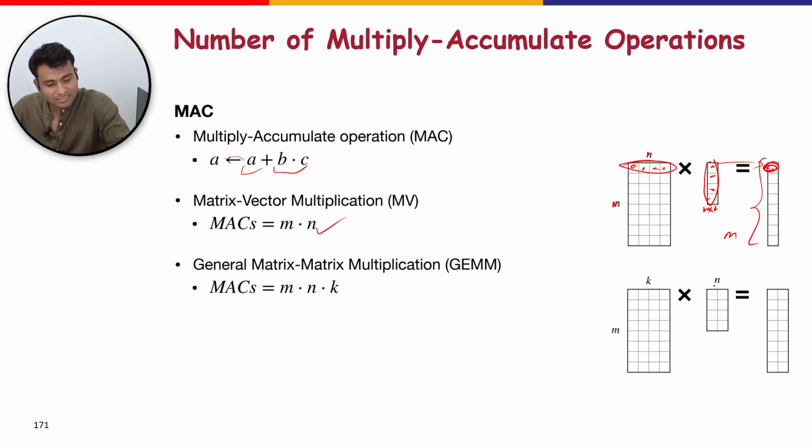And similarly, if you increase the batch size, or let's say in a generic matrix multiplication where we are increasing N, it would be total M into K into N, right? This you can also easily calculate.